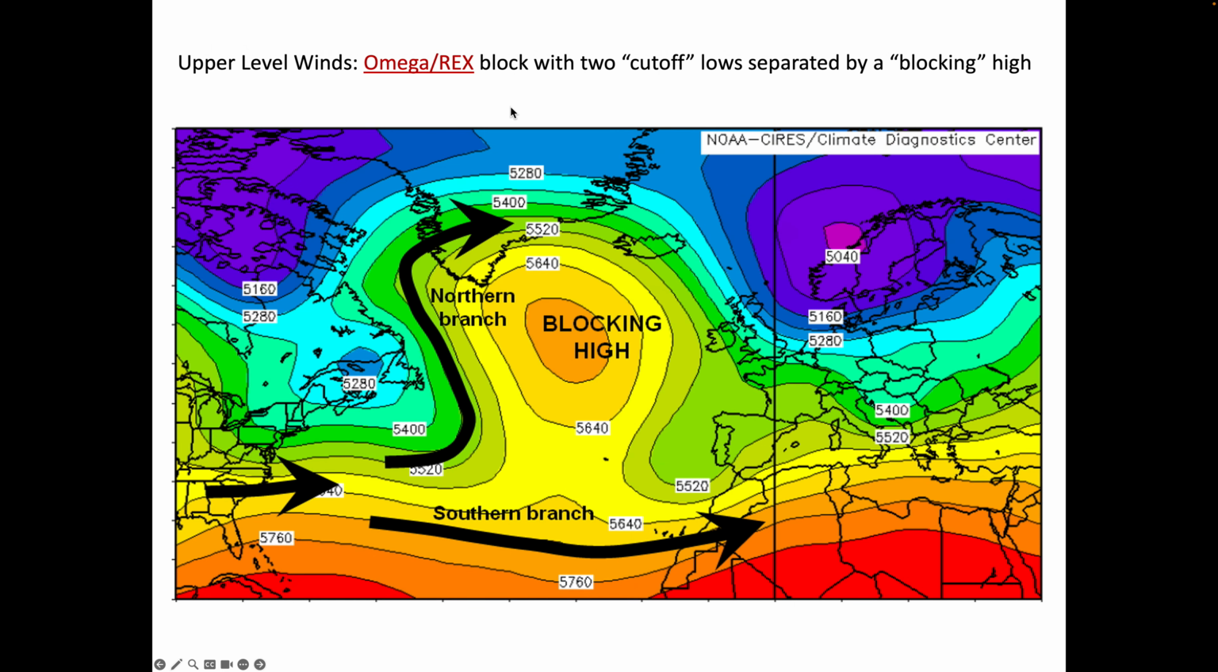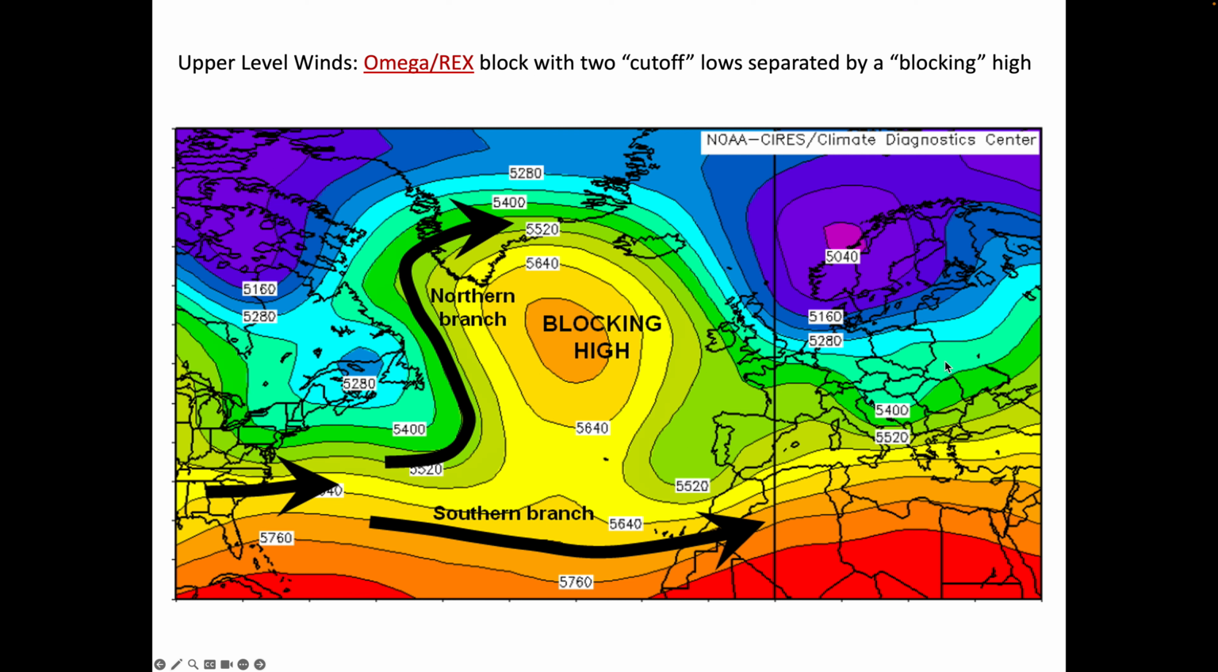And we're getting pretty close to the end now. And I just want to point out this one last pattern, because you're going to be asked a question about this in your exercises in the lab. And so this is kind of our last example of an upper air pattern. This is called an omega or a Rex block. And this is basically just an extremely amplified upper level wave pattern.